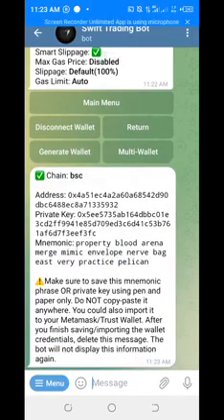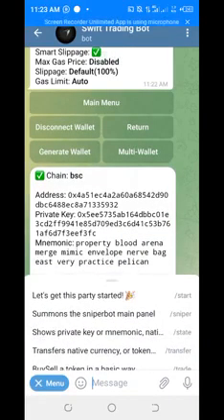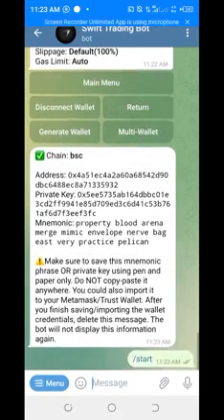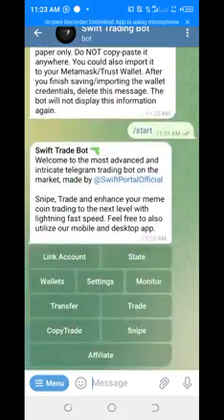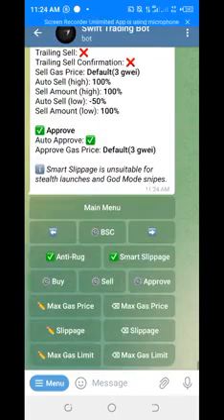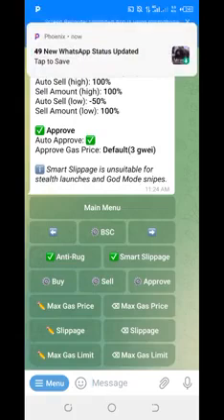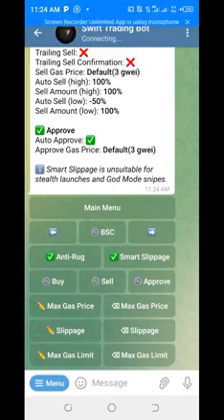Now the next thing I'm doing is to go back to that place and do my setup. Now click on settings. Okay, this is settings. Now you have the BSC. You're still on BSC. You have your anti-rug. You have your smart slippage. This smart slippage, you can either turn it off or turn it on. Understand? But it's usually advised to turn it on.